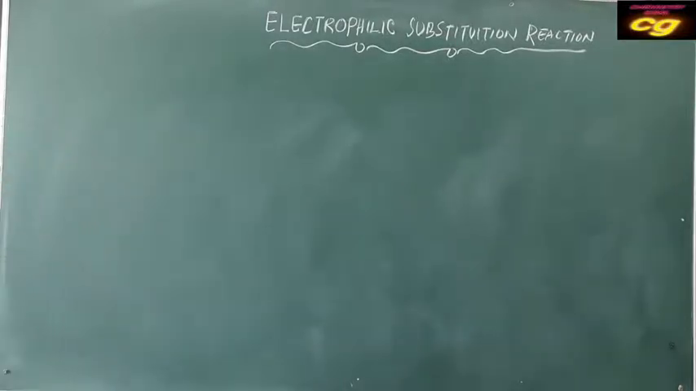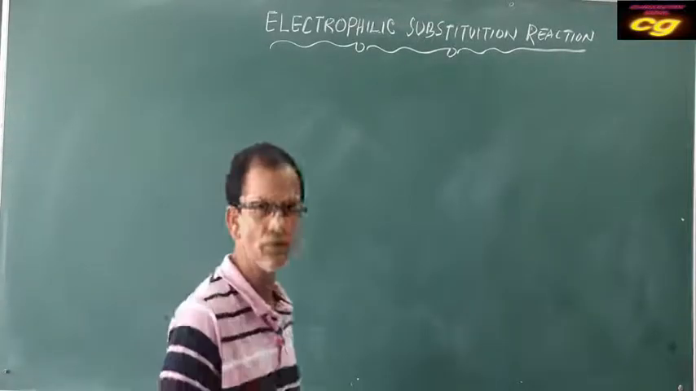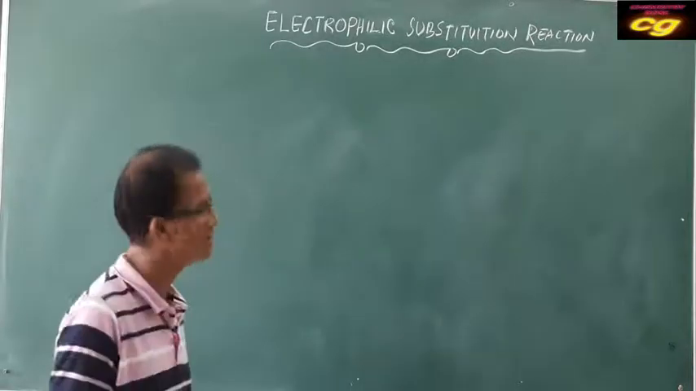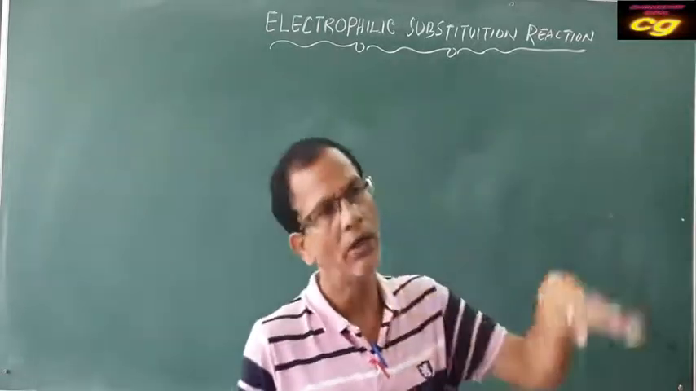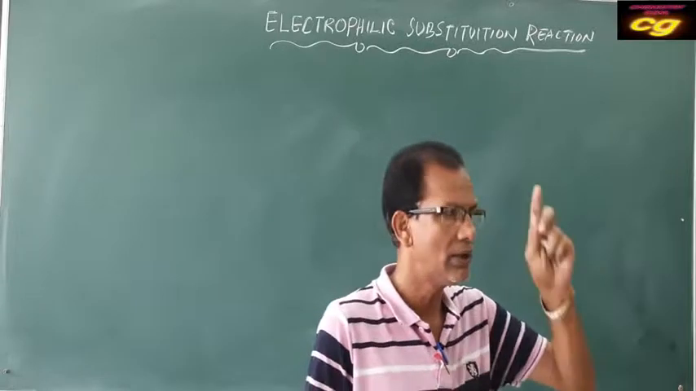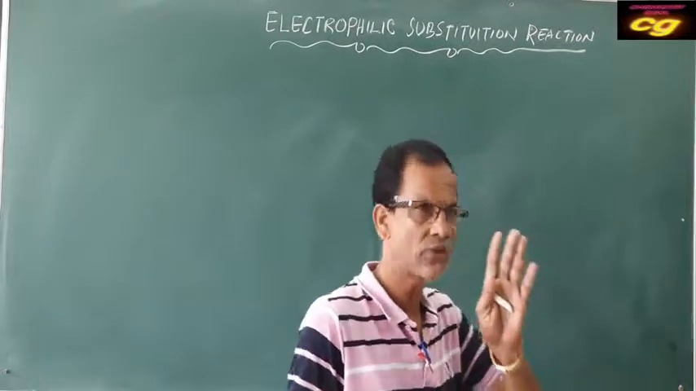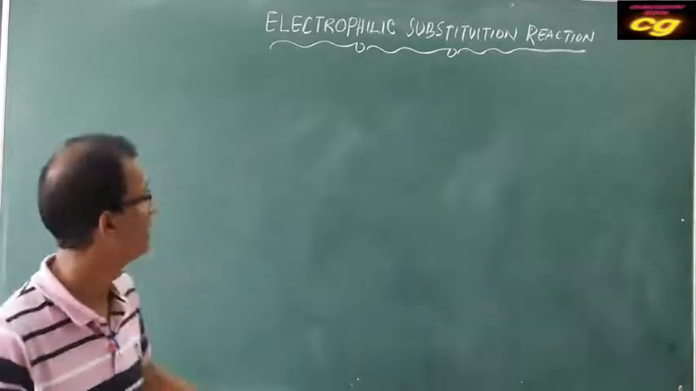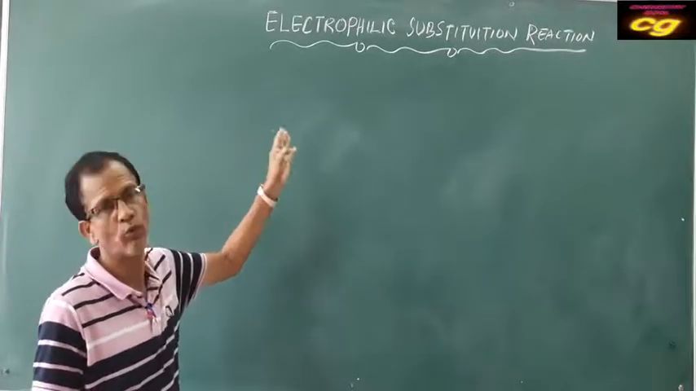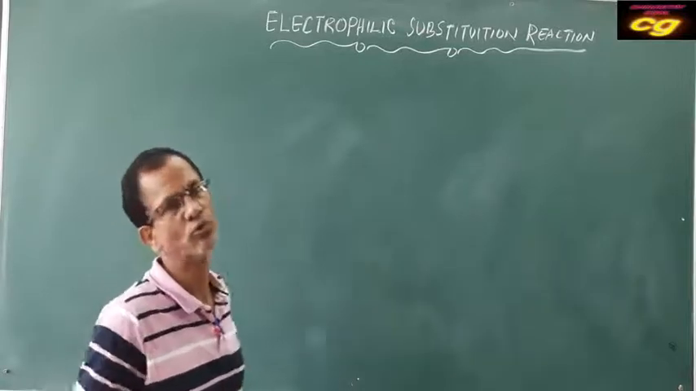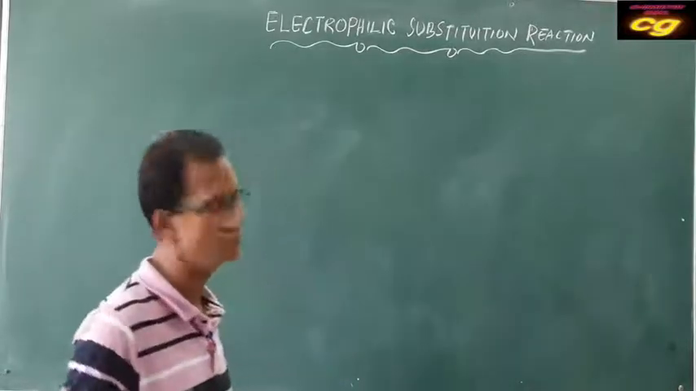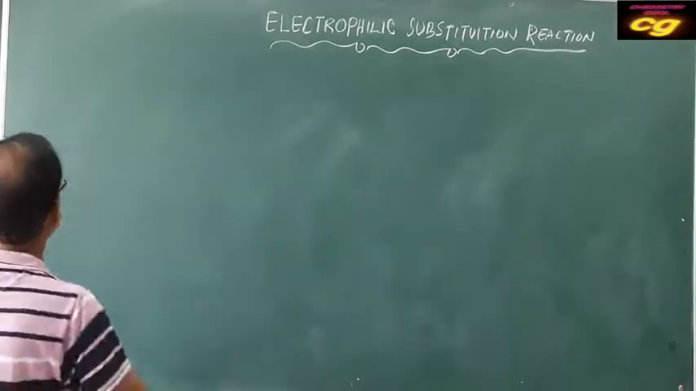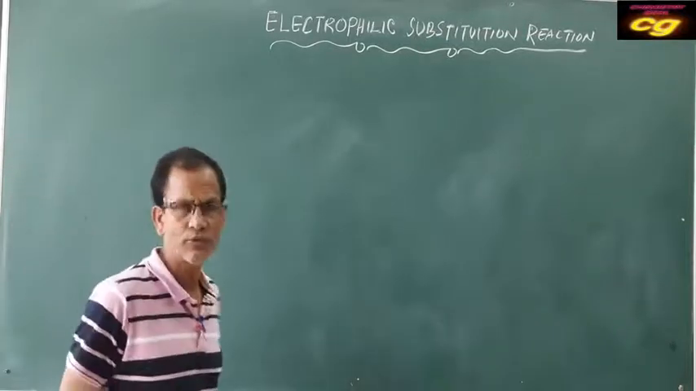Almost all aromatic compounds show electrophilic substitution reaction. Generally they do not show addition reaction, because the pi electron cloud is not fixed. It is revolving around the ring. As the pi electron cloud is not fixed, addition reaction is very slow. We can say they generally do not show addition reaction, but under certain conditions they do. But what is the electrophilic substitution reaction? Let us discuss.